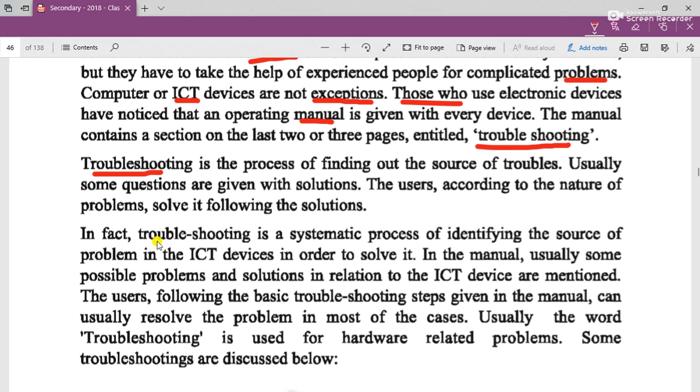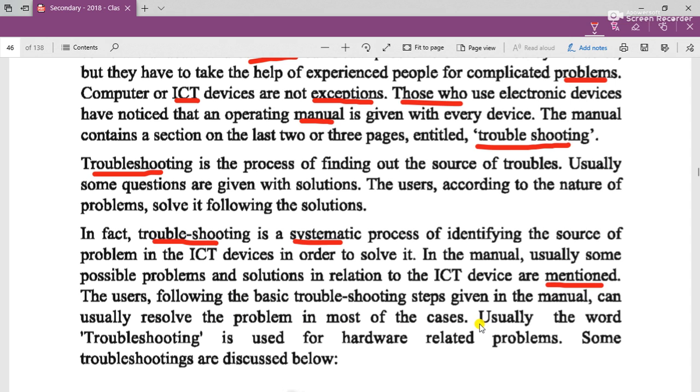In fact, troubleshooting is a systematic process. Troubleshooting is mainly a systematic process of identifying the source of a problem in ICT devices in order to solve it. In the manual, usually some possible problems and solutions in relation to the ICT device are mentioned. The users, following the basic troubleshooting steps given in the manual, can usually resolve the problem in most of the cases. Usually the word troubleshooting is used for hardware related problems. Some troubleshootings are discussed below.